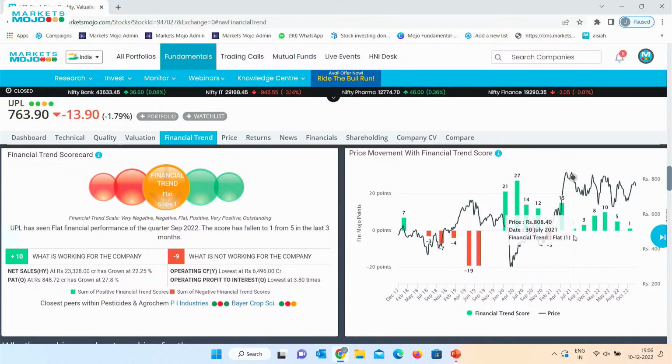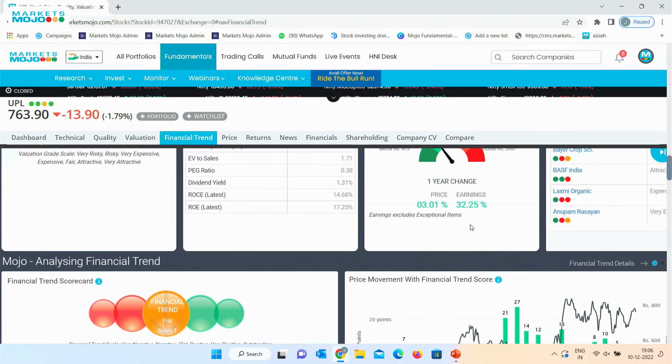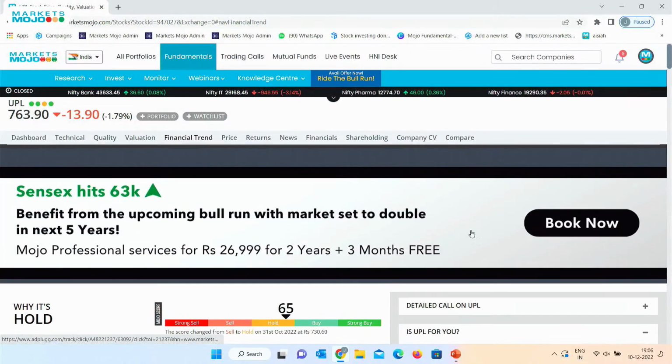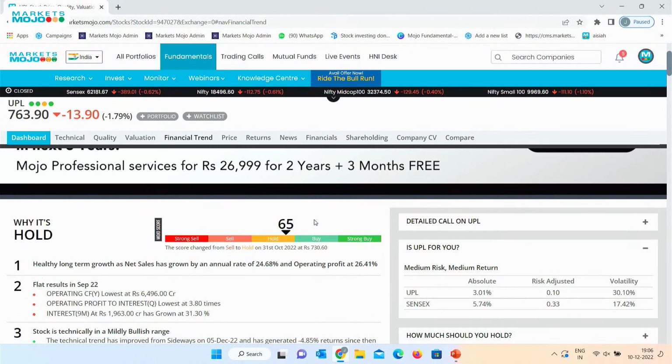If you see the financial trend score here has been 1, 3, 8, 10 and the stock hasn't moved that much. It's trading in the range of 640 to 800. But I am sure that as soon as the company sees a good financial trend, this price should move upwards. If you want to ask me if you should invest in the stock today, I would still say wait for the financials. Or if the score turns buy, that would be a good time to invest in UPL.